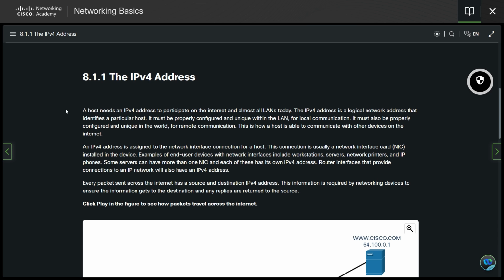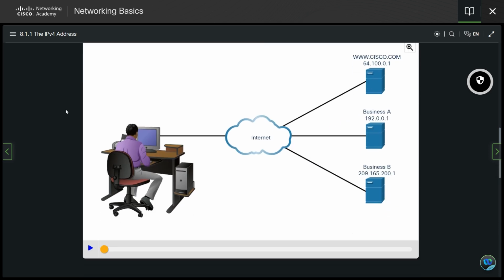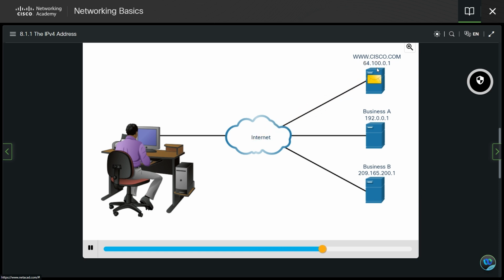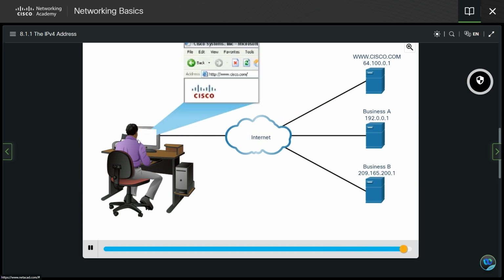Every packet sent across the Internet has a source and destination IPv4 address. This information is required by networking devices to ensure the information gets to the destination and any replies are returned to the source. In this image we can see how this user sends a packet with this IP address across the internet, and it arrives at the server with this IP address, which returns a message.